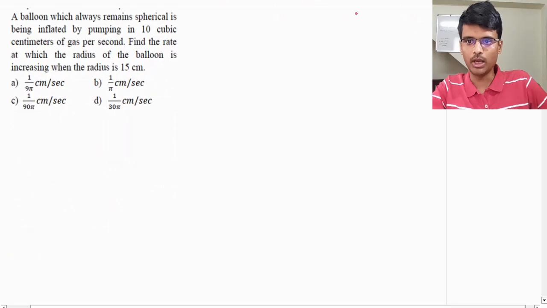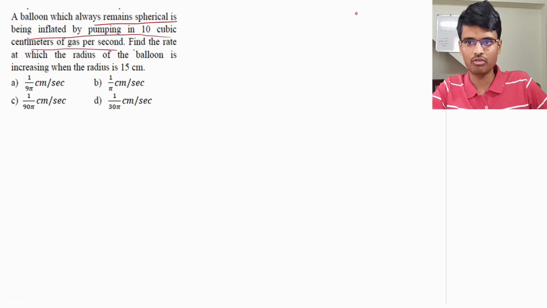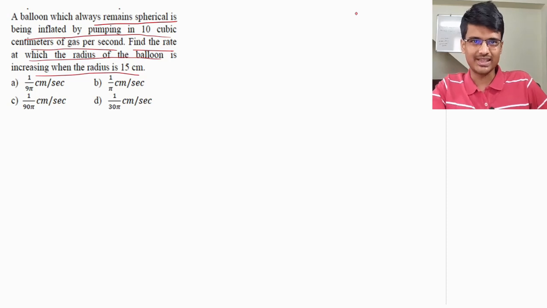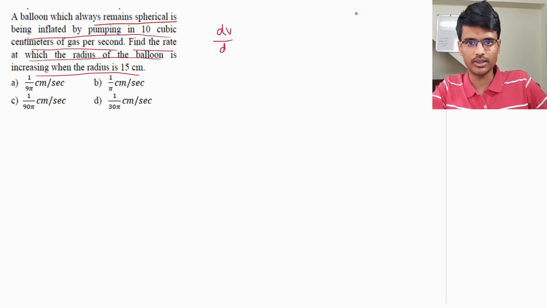A balloon which remains spherical is being inflated by pumping in 10 cubic centimeters of gas per second. Find the rate at which the radius of the balloon is increasing when the radius is 15. Let's extract the information that we have got. The gas is being pumped, that means the rate of change of volume is 10, and they are asking us to find out the rate of change of radius at r equal to 15 centimeter.